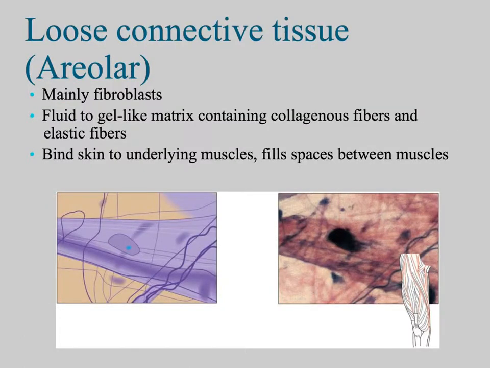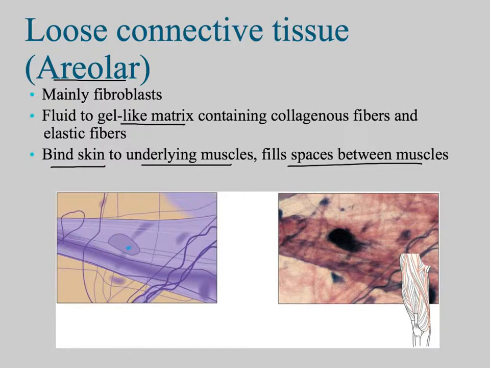Loose connective tissue also has the name areolar tissue. It's mainly made up of fibroblasts and a gel-like matrix containing collagen and elastin fibers. And so we have this loose connective tissue that's binding our skin to underlying muscles. It's filling spaces in between the muscles. It's just sort of everywhere in the body, kind of filling things in.